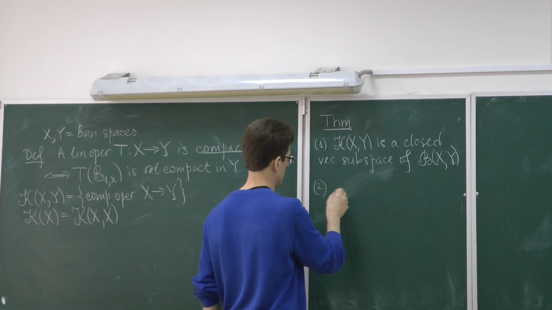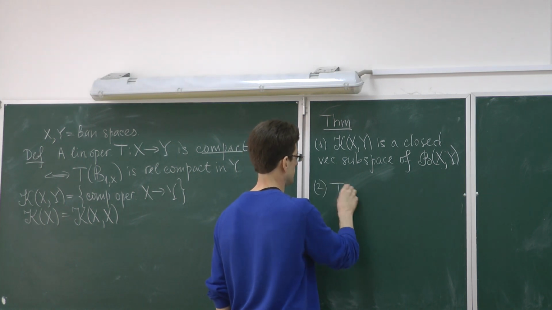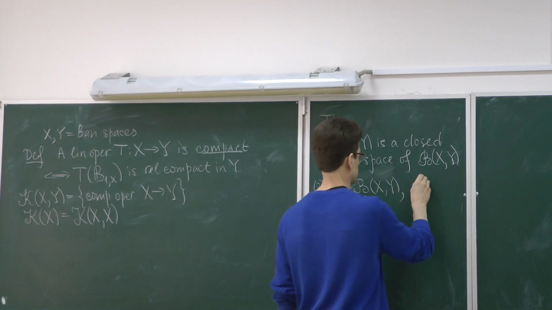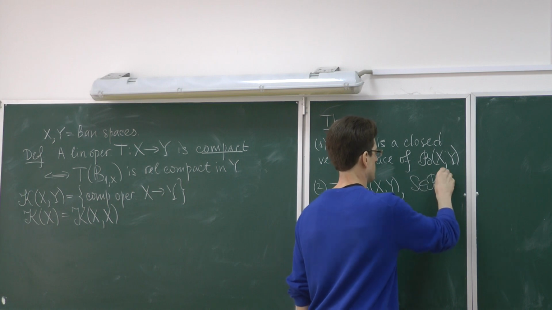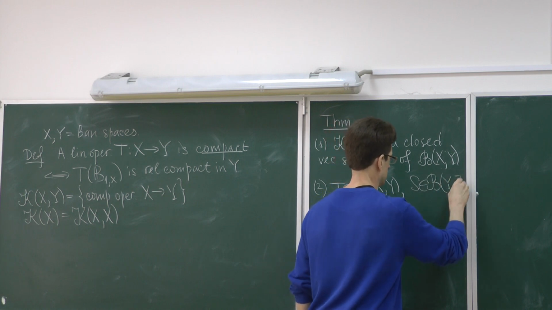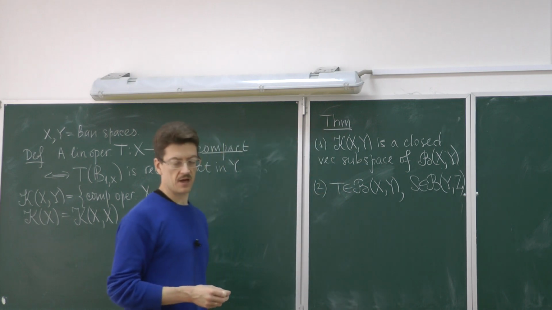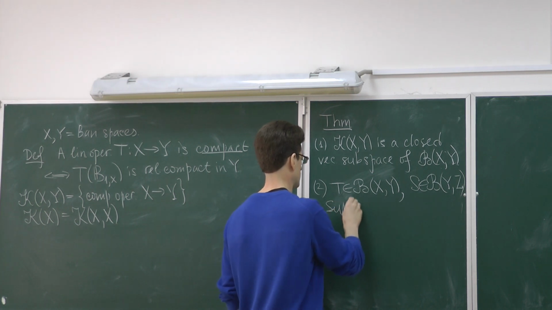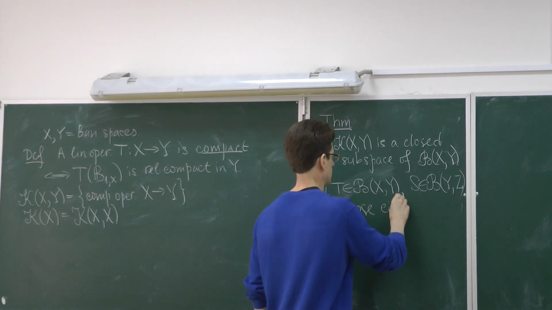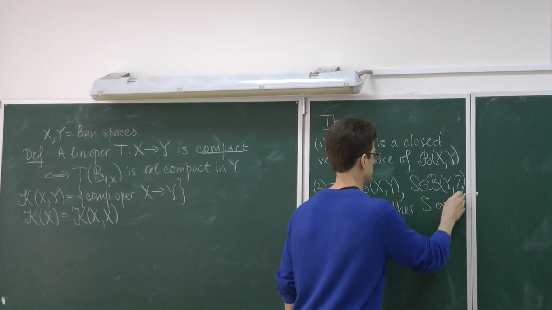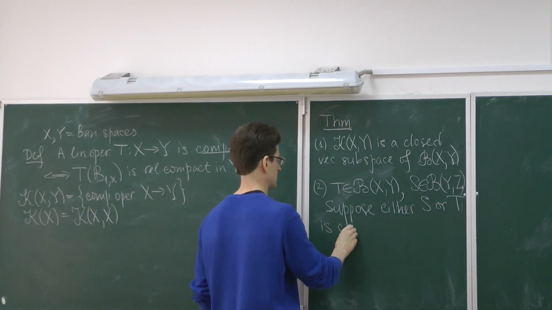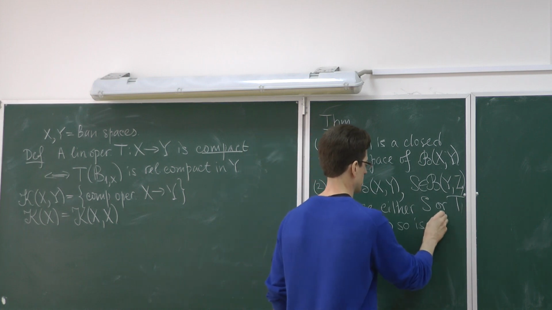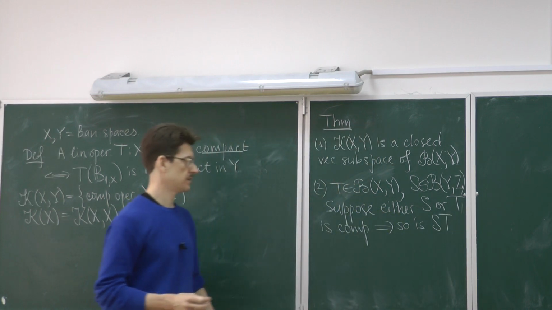Second, if we have two linear operators, say T is a bounded operator from X to Y, and S is a bounded linear operator from Y to another Banach space Z, and if at least one of them is compact, so suppose that either S or T is compact, then so is the composition. The composition ST is also compact.